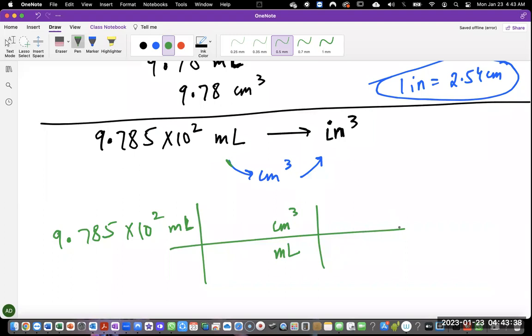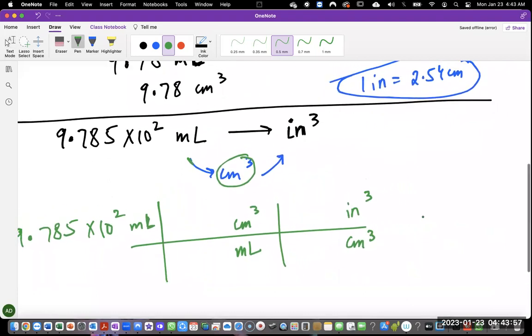Okay, what is next? So let's keep going with just the unit. So centimeter cube sitting here, I'm right now here, centimeter cube. I want to go to inches cube. So centimeter cube sitting here, I want to put centimeter cube sitting here so that they can cancel. And I can then go to inches cube. Okay, so now let's put in the conversion factors.